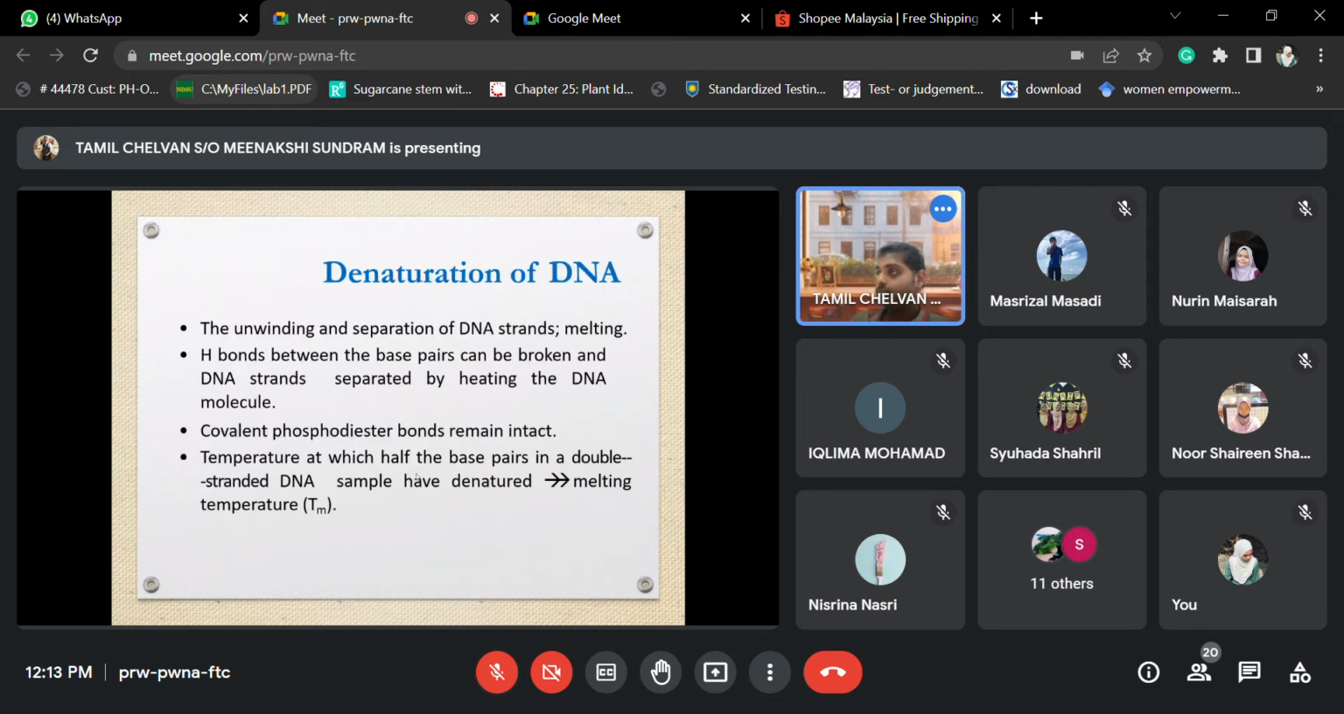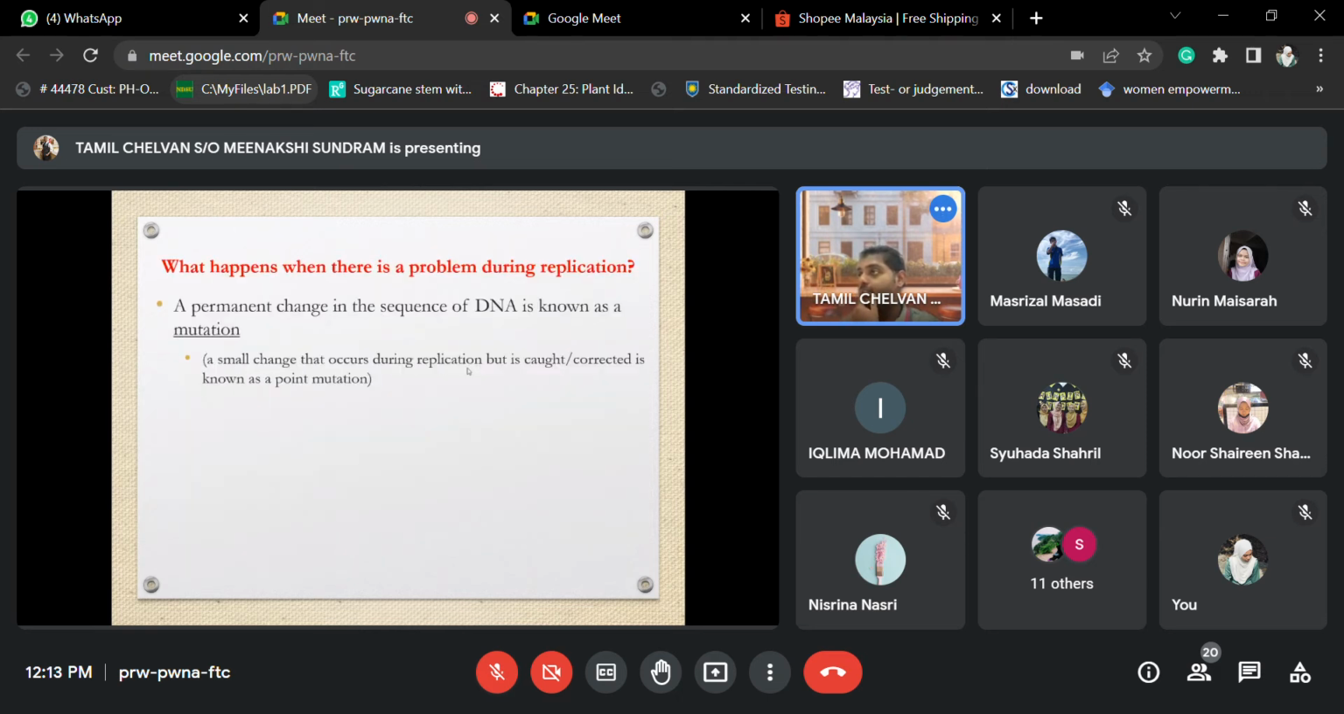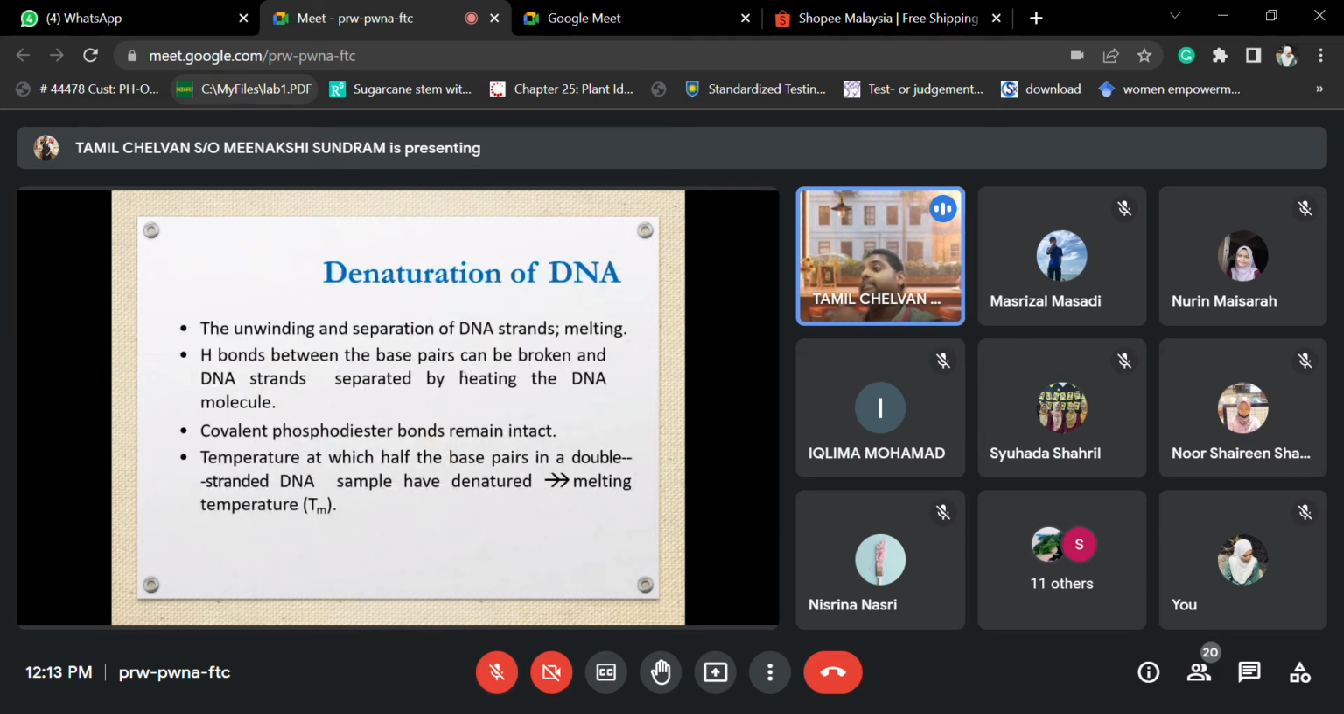Denaturation of DNA. Denaturation means you unwind ataupun you buka daripada double helix jadikan dia straight, separate the DNA strand. This is known as melting lah. Kalau PCR kita panggil dia melting. Dia denature. Dia akan untuk buka, untuk buka benda ni kan, daripada ni nak buka je kita panggil dia denaturing. H bonds between the base pairs can be broken and DNA strand separated by heating the DNA molecule. Covalent phosphodiester bond remain intact. So you denature je, buka je.